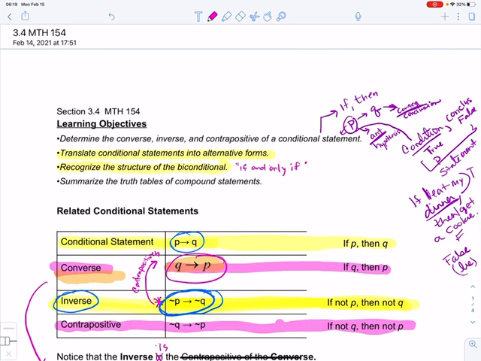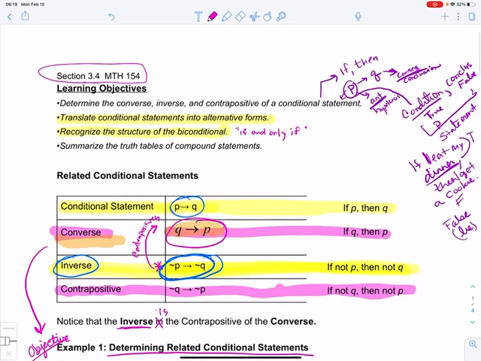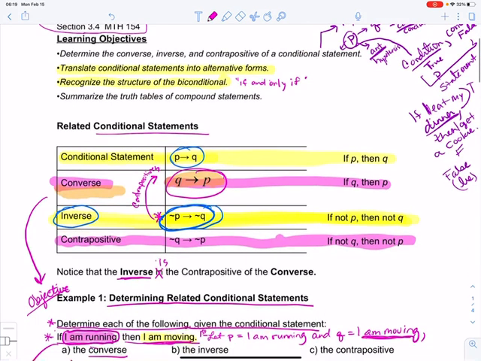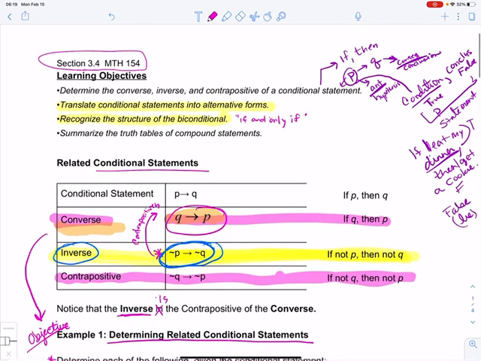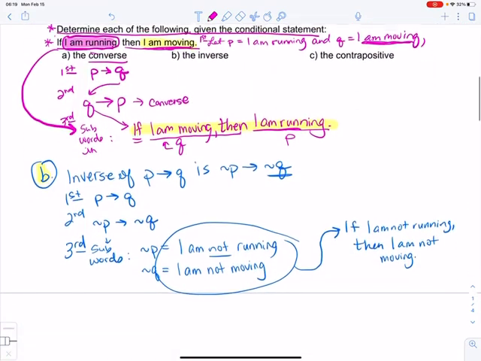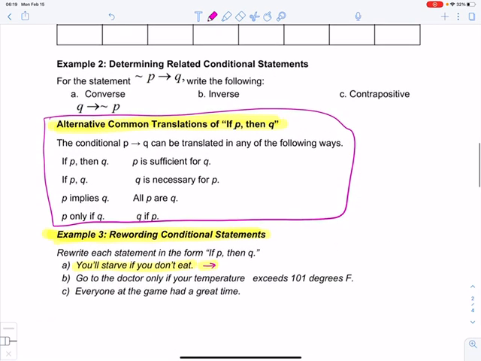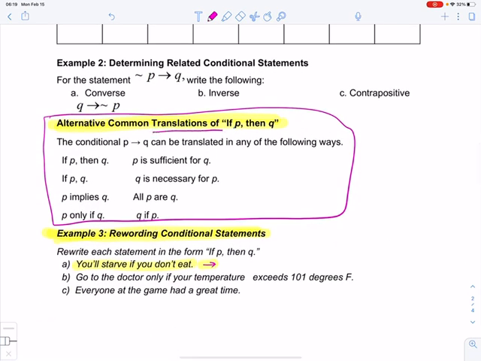And in 3.4, I just want to do a really quick overall summary. We are talking about related conditional statements, things like taking if P then Q, or P implies Q, as this statement says right here, and finding the converse and their inverse and their contrapositives. So we're applying those, and we're also talking about alternative common translations of if P then Q.